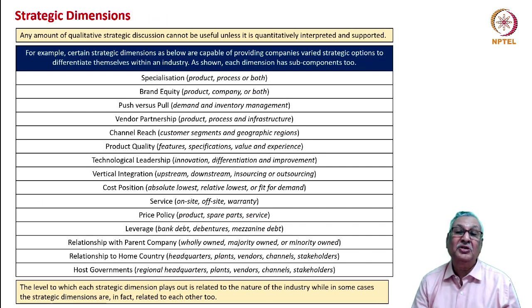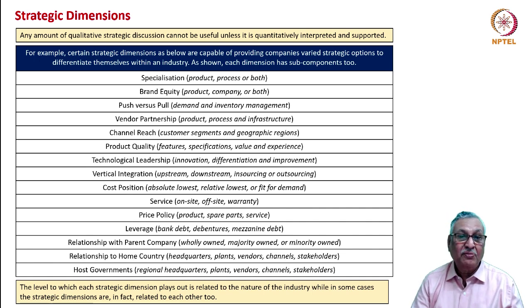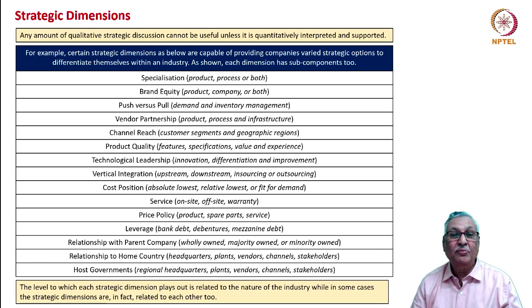What are the strategic dimensions by which you can define a strategic group? Certain strategic dimensions as below are capable of providing companies varied strategic options to differentiate themselves within an industry. Every firm can be positioned based on these dimensions and the sub-dimensions. Let's take specialization. It can be product, process, or both. Let's take brand equity. Again, it could be at product level, company level, or both.